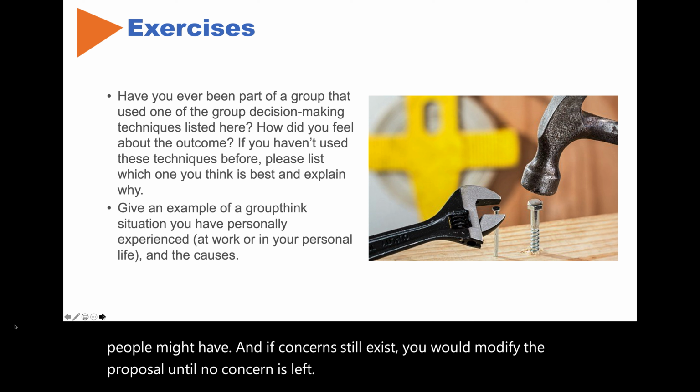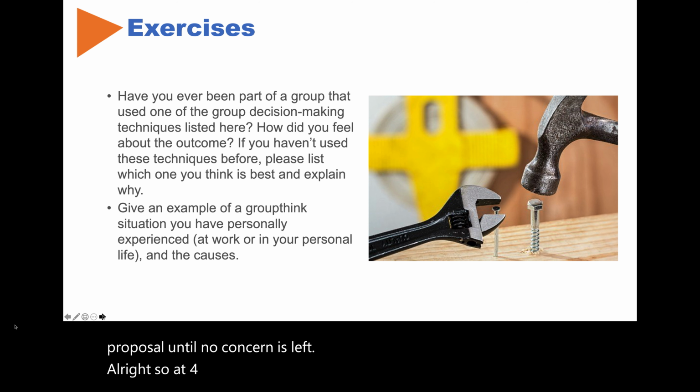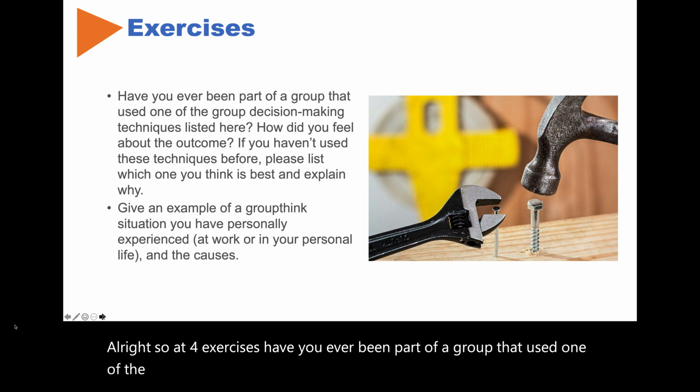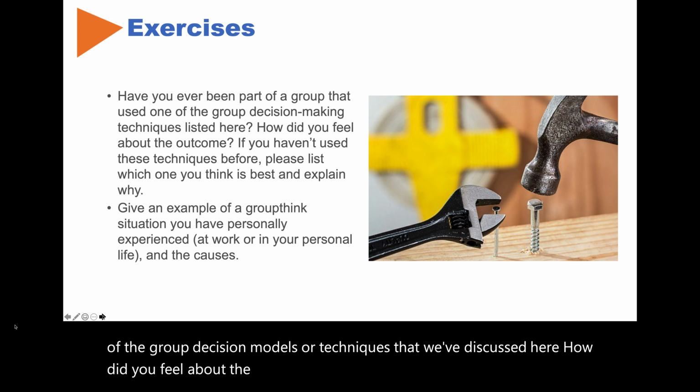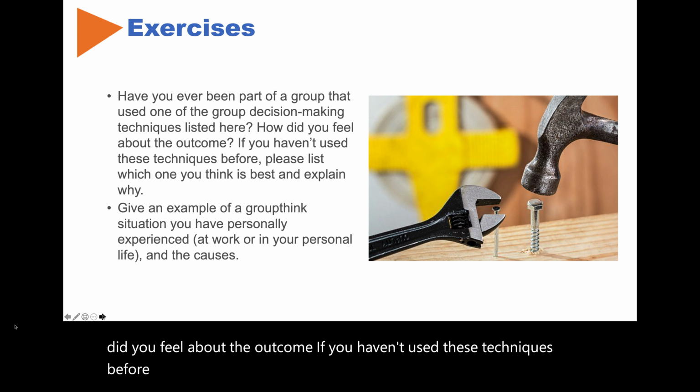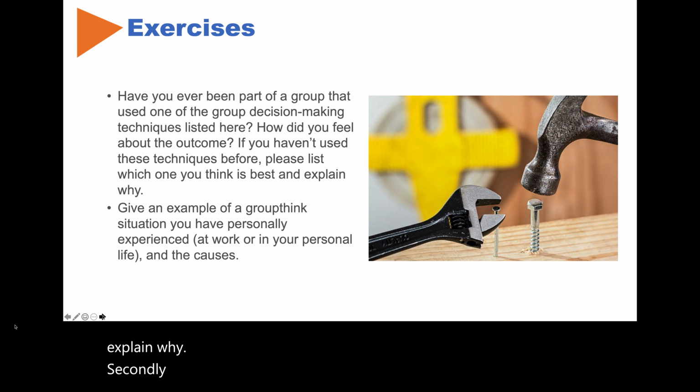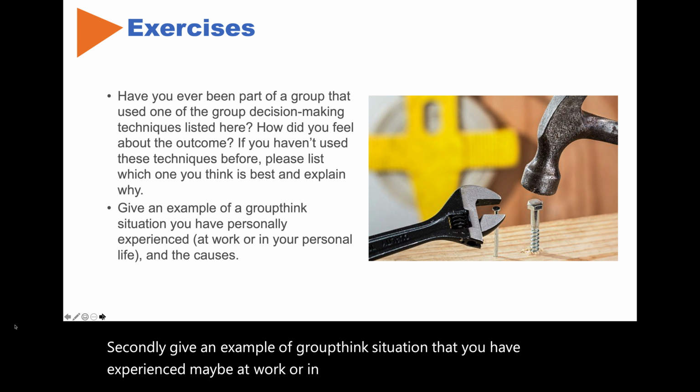All right, so four exercises. Have you ever been part of a group that used one of the group decision models or techniques that we've discussed here? How did you feel about the outcome? If you haven't used these techniques before, please list which one you think would be best and explain why. Secondly, give an example of a groupthink situation that you have experienced, maybe at work or in your personal life, and the causes of that.